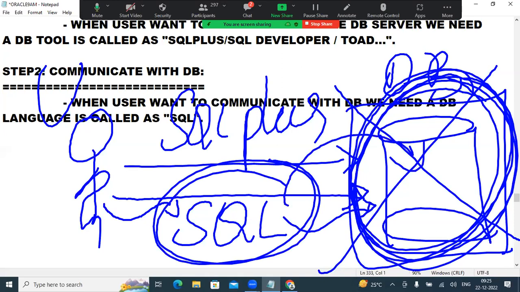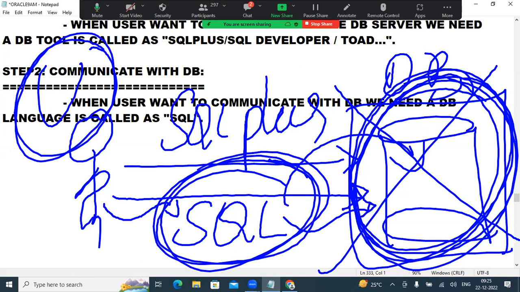Then who doesn't know the SQL language? Users. Yes or no? Because your database knows the SQL language, but users don't know the SQL language. So that means who wants to learn SQL? That's why you're coming to this class. Why are you coming to this class? Learning purpose. So the user wants to learn SQL for what purpose? Communicating with the database. That's why we are all coming to SQL classes.